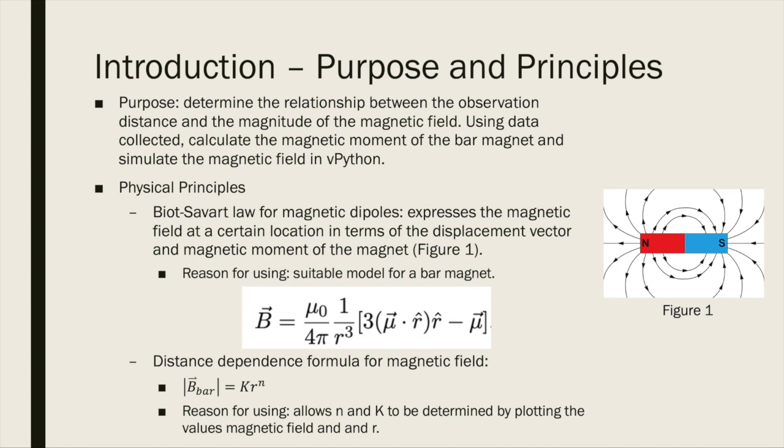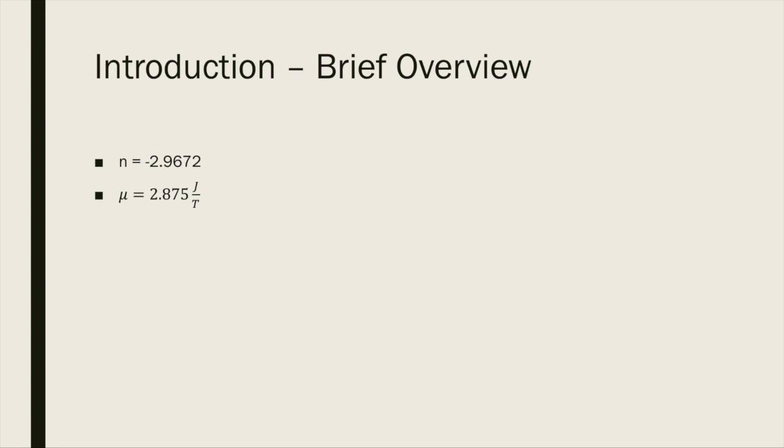The reason to include this is because it's a suitable model for a bar magnet, which is an example of a magnetic dipole. Then there's the distance dependence formula for magnetic field, which is presented below. The reason for using this is because it allows the easy calculation of n and k when we have gathered data on the magnetic field and r. Here is a brief overview of the results of the lab.